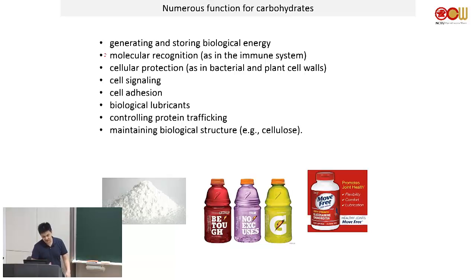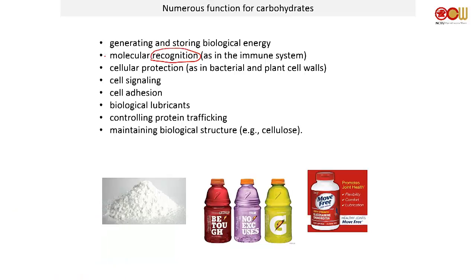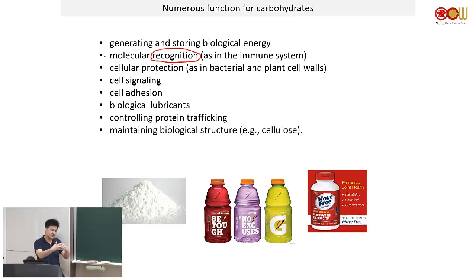So as a result, you can have molecular and cellular recognition because different sugars have different shapes. Okay? So their 3D structures will be different. Cell-cell adhesion or communication obviously will then be different. You have cellular protection. Okay? For example, in bacterial or plant cell walls, right? Those are made out of carbohydrates as well.